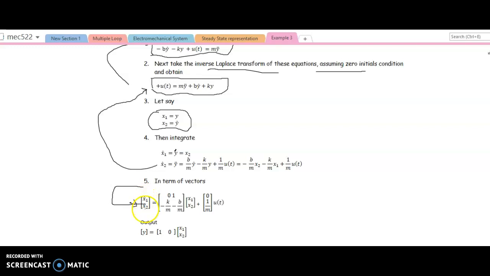Okay, X1 dot with S2 dot. Now you can see S1 dot, S2 dot. S1 dot is S2, so for S1 it is 0, 1. And then for S2 dot, minus K over M for S1 and minus B over M for S2. So just put it here. This one is A, this one is B. Only S2 dot has input, so you just put 1 over M on the S2 dot equation.